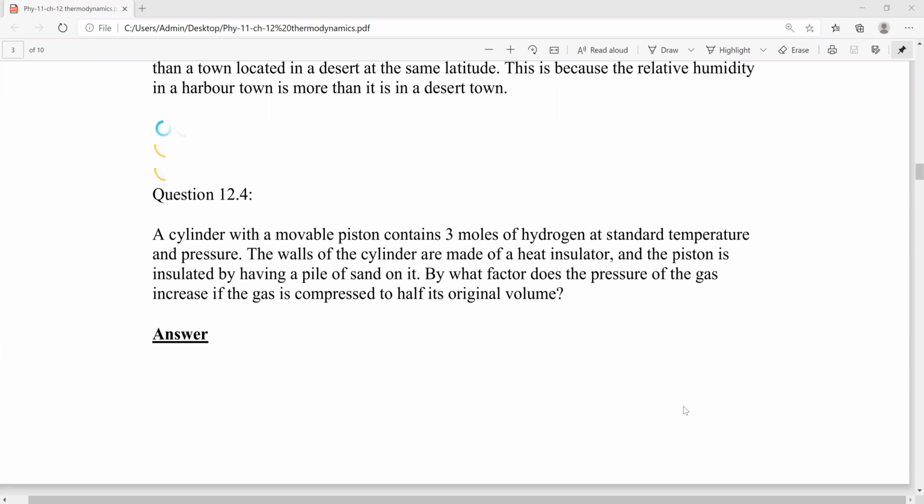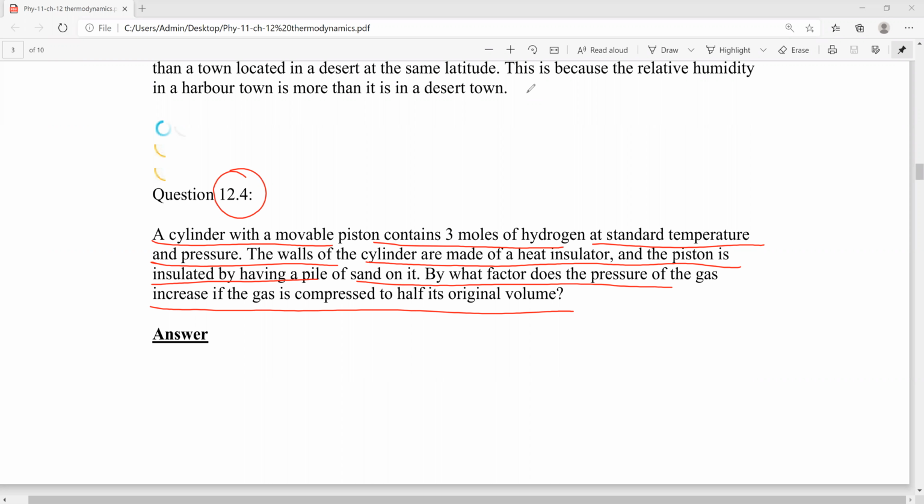See what they have given. So what they have given is a cylinder with a movable piston. It contains 3 moles of hydrogen at standard temperature and pressure. Walls of the cylinder are made of heat insulator and the piston is insulated by having a pile of sand on it. By what factor does the pressure of the gas increase if the gas is compressed to half its original value, they have asked. So let us see how to solve this one.